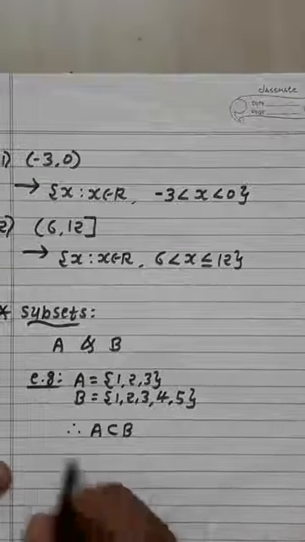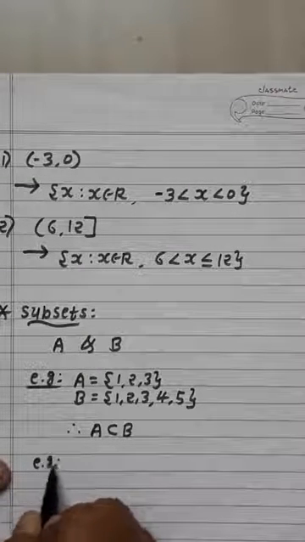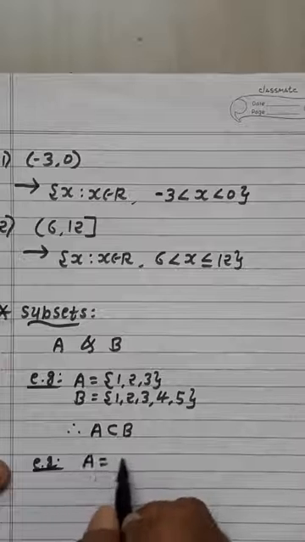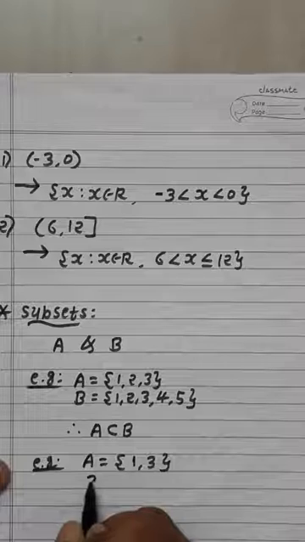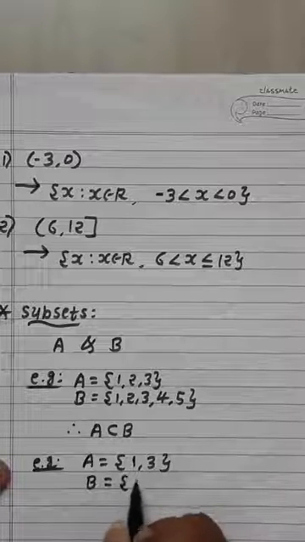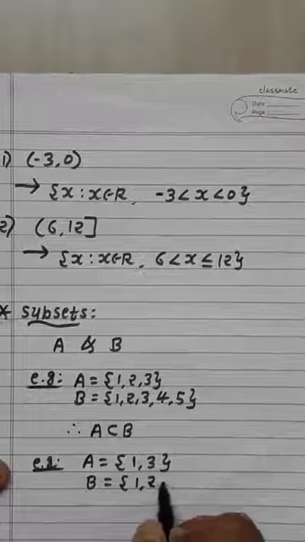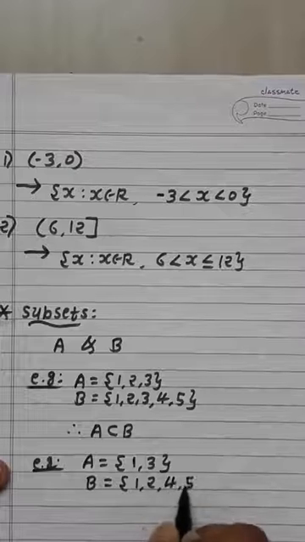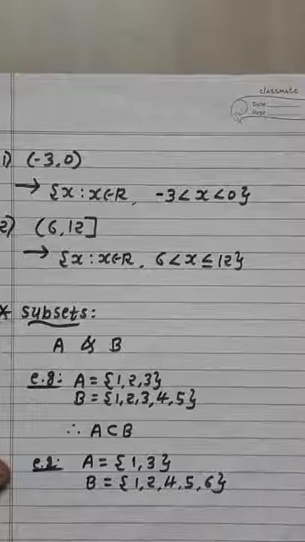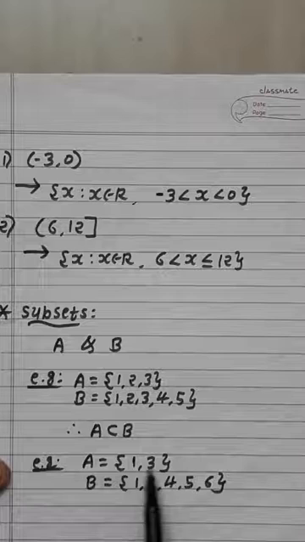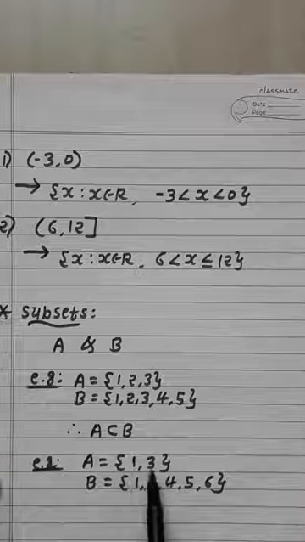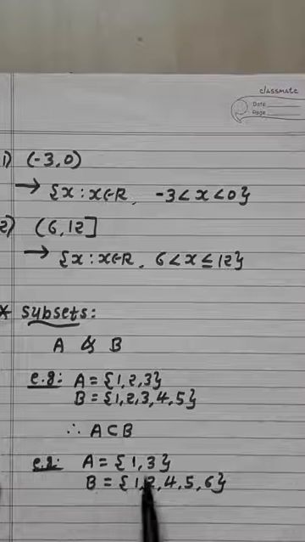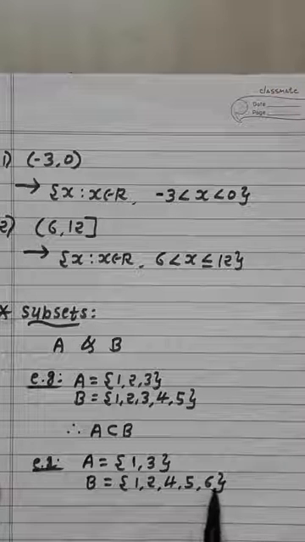But we can take one another example. Suppose A is equal to set of 1 comma 3 and B is equal to set of 1, 2, 4, 5, 6. So in this case, A has 2 elements present, 1 and 3, and B has 5 elements present.